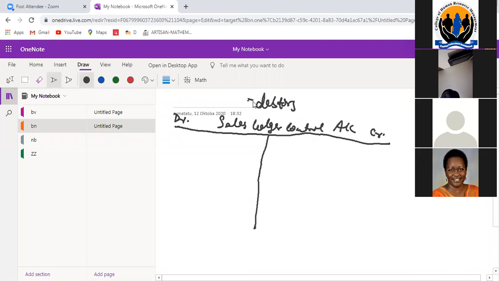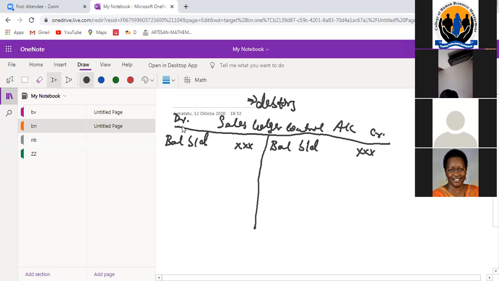Any transaction that we do as a business which is going to increase the debtors is normally debited. But we normally always start with the balance brought down. This debit balance must be there. You must be given this one. But sometimes you can be given a debit and a credit balance, so you record them the way they are. The balances brought down, you pick them from the question paper the way they are.